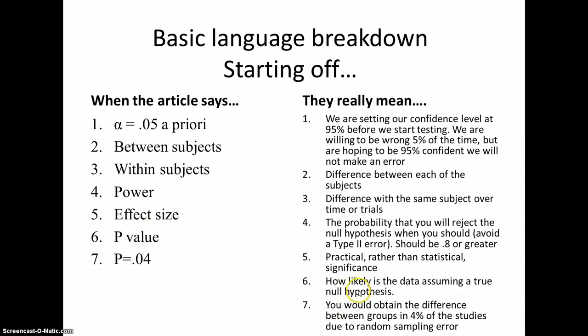Your p-value, how likely the data is assuming a true null hypothesis. So that's why they set their p-value. And let's say after you do all your results, the p-value is 0.04. You would attain the difference between the groups in 4% of the studies due to random sampling error. All right, and what that means is that in 4% of studies, you're going to get an error. It's going to be due to random sampling, not because of a true difference between the groups.